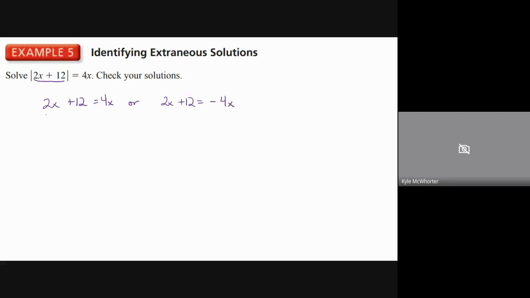To solve the first equation, I have 4x on the right side, which is more than 2x. So I'm going to subtract 2x from both sides. That's going to give me 12 equals 4x minus 2x, 2x. Then when I divide both sides by 2 to get x by itself, I get x equals 6 as one solution.